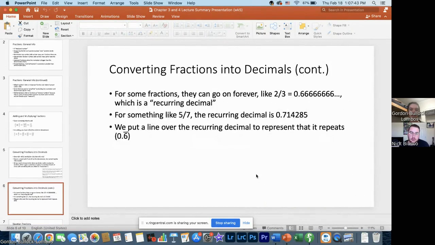Then going into that a little more, it goes with recurring decimals. So 2/3 is 0.6 repeating. And 5/7, the recurring decimal is 0.714285. So you just put a line over that, kind of like how you'd put the line over the 1/6, since that's the repeating decimal.